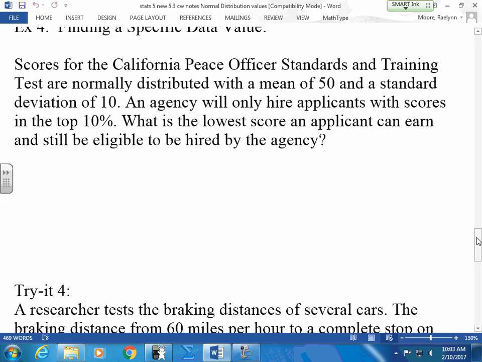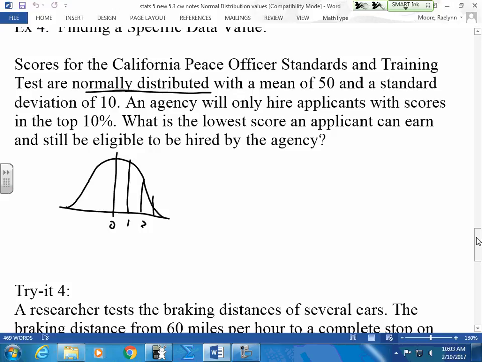So, scores for California Peace Officers Standards and Training Tests are normally distributed with a mean of 50. Again, they told us normally distributed with a mean of 50 and a standard deviation of 10. So we're going to make our chart. I still want you to sketch for me because you need to see where those values are falling. A mean of 50, we add 10. Then we subtract 10. I like when they make them even numbers.